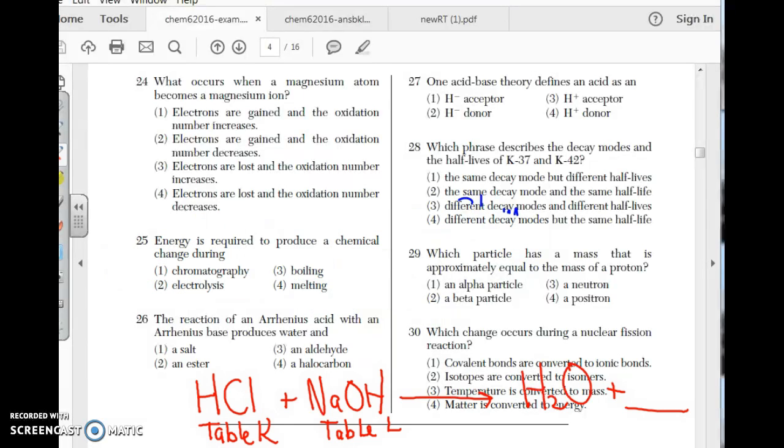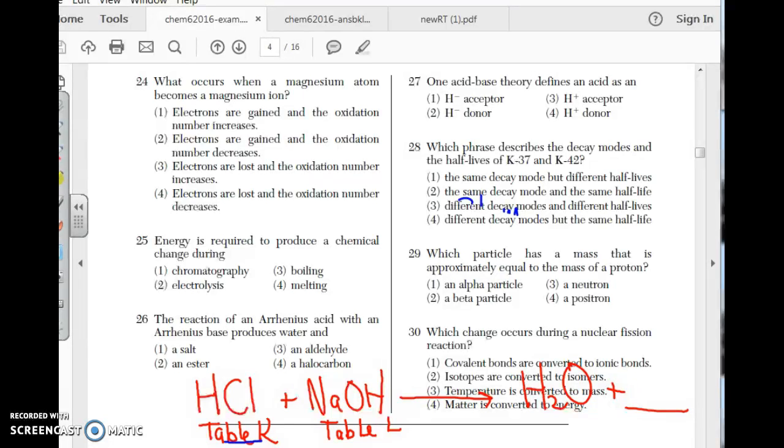Number 26, the reaction of an Arrhenius acid with an Arrhenius base produces water and, well, to answer that question, our favorite Arrhenius acid on Table K is HCl.